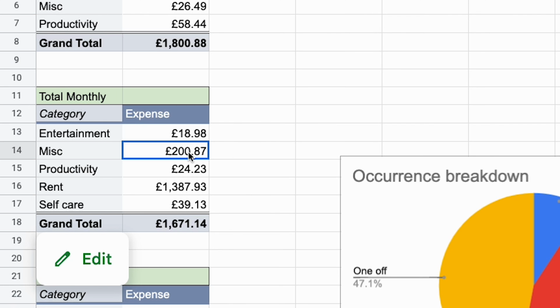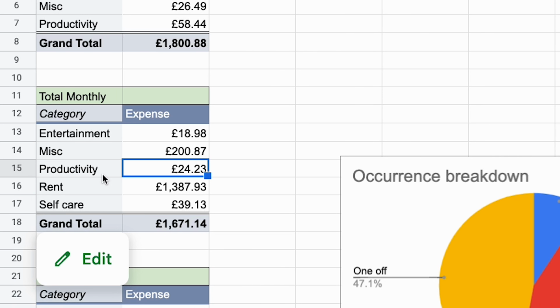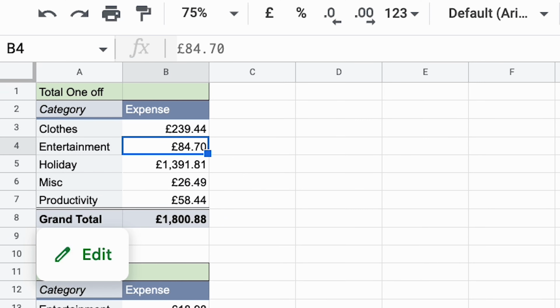So for my monthly category, I spent £18 on entertainment. Miscellaneous was £200. That is probably a large contribution is the bills, I think, and just some random transfers. Productivity, as we said, that was like the subscriptions. Rent, that's my rent. Self-care, I think that includes all of self-care because that's basically a monthly expenditure. And these one-off categories, I feel like some of the things could be moved from one-off to monthly because I might go buy drinks for some event monthly, but I just said it was a one-off.